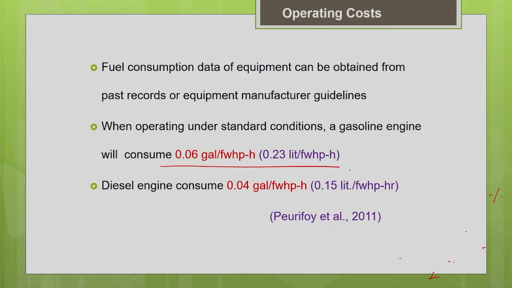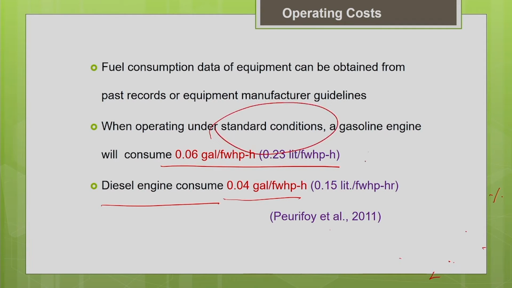If the machine is a diesel based engine, it will consume 0.04 gallons per flywheel horsepower hour, or in SI units, 0.15 liters per flywheel horsepower hour. So this is the fuel consumption rate given for two different types of engines. One is the gasoline engine, the other one is the diesel engine. This has been worked out for standard conditions. You can get it from the literature.